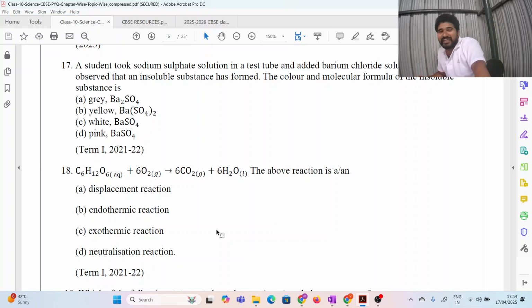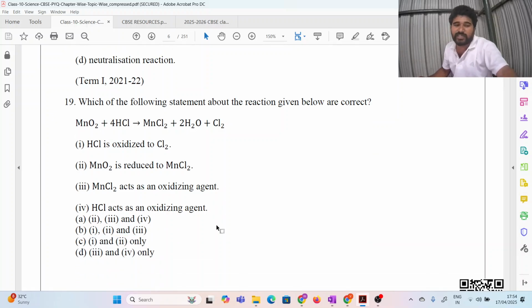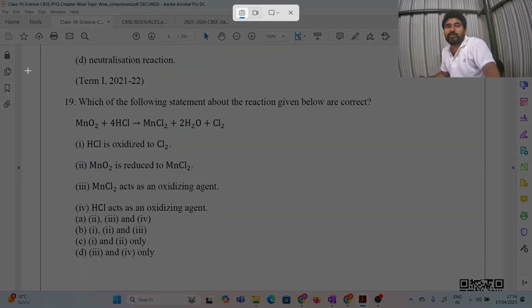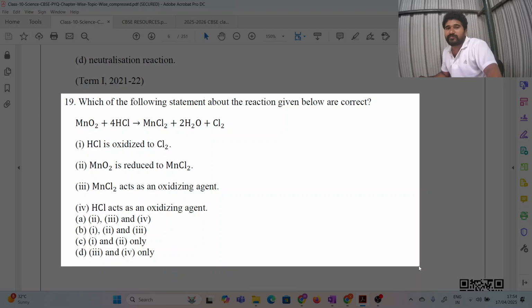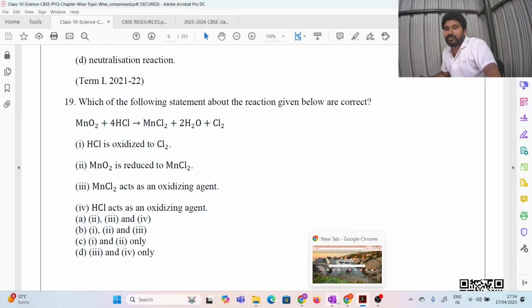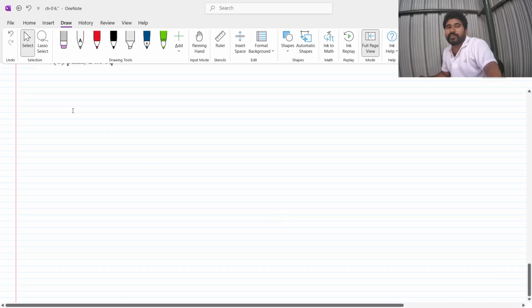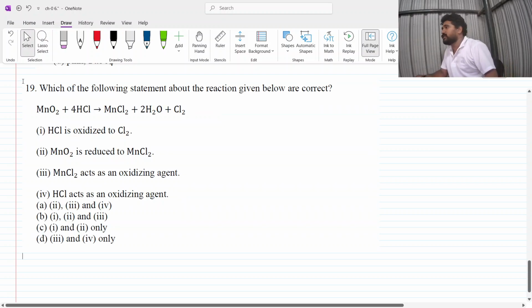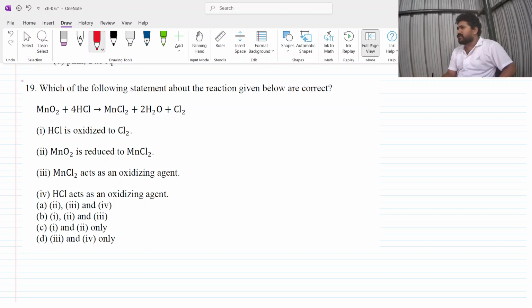Clear? Okay. Next. Which of the following statements is correct? Now try to answer this. I will ask now. Don't answer. After answering, I will show the solution. If everything is correct, you don't get confused in this oxidizing and reducing. See now. I think already we discussed this.